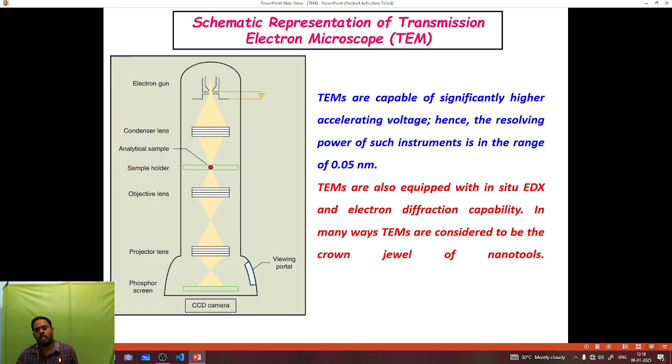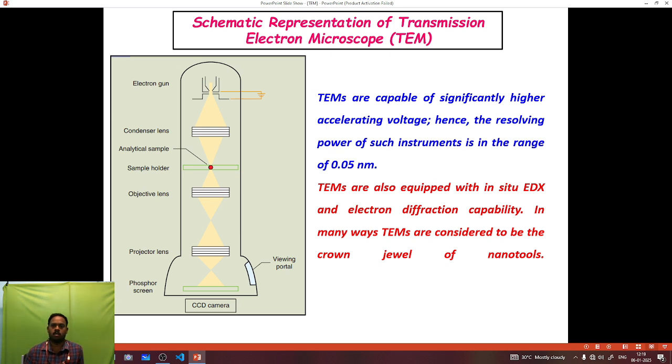In a typical schematic representation, we have the electron gun at the top. The electron gun will produce high energy electrons that will be accelerated through the aperture, and there will be condenser lenses to focus the electron beam towards the sample. After passing through the sample, the electron beam will again be focused through the objective lens, and there will be another aperture, and finally projector lenses are available.